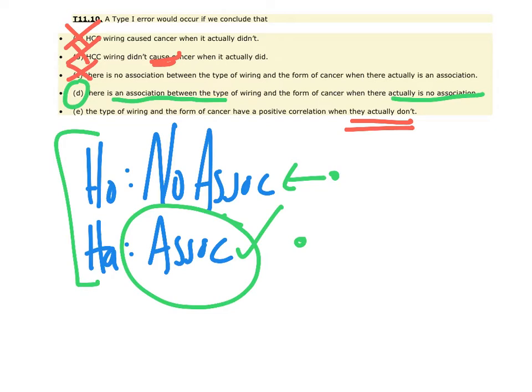And then letter E, the type of wiring and form of cancer have a positive correlation when they actually don't. You have to be really careful with letter E because when they say they actually don't have a positive correlation, it means they're coming back and they're concluding H sub O. You can never, ever conclude the null hypothesis. So this is clearly an error because of that.